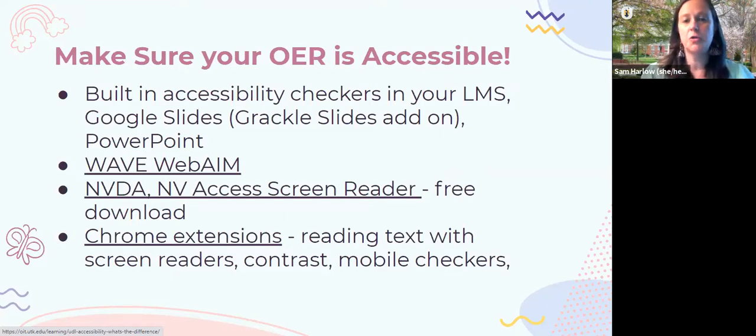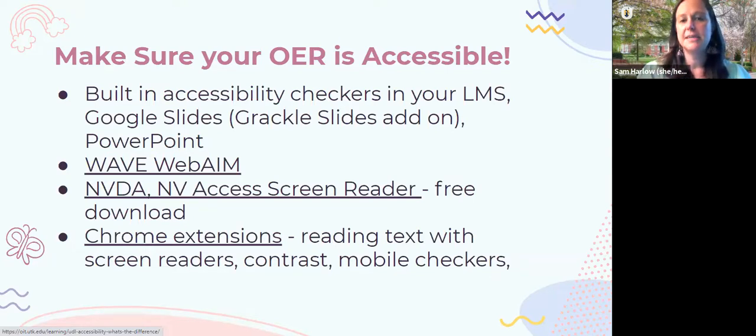Google has something called Grackle Docs or Grackle Slides, if you're using Google Slides, which is an add-on that takes you through how accessible your slides are, which can include alternative text, tables, and the hierarchy of headers. PowerPoint also has a built-in tool that tells us that. WAVE Web IM is a free accessibility checker for websites, which also includes LibGuides. Anything with a URL can be thrown into here, and it will show you the accessibility issues based on the standards, which are listed in there, and they explain to you what's going on and how to fix it.